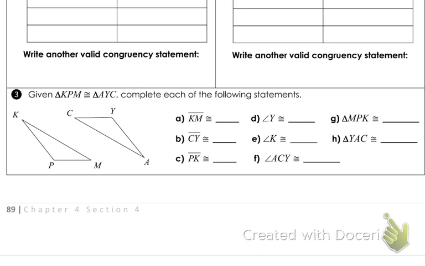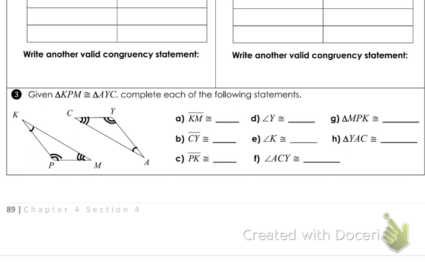If I'm marking angles, we have K needs to match up with A. So we'd put 1 mark on K and A. Then we have P and Y need to be congruent, so I'll put 2 arcs on P, 2 marks on Y. And finally, M and C, I'll put 3 on M and 3 on C.